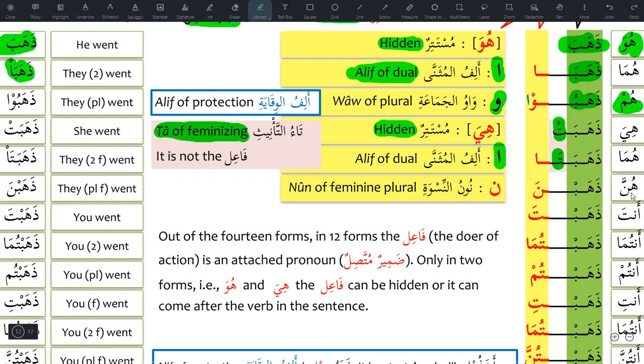Okay. Then next is hunna. Zahab is verb, and noon niswa, noon of feminine plural. So this noon is fail here. This noon is fail here also. And this noon is noon niswa.